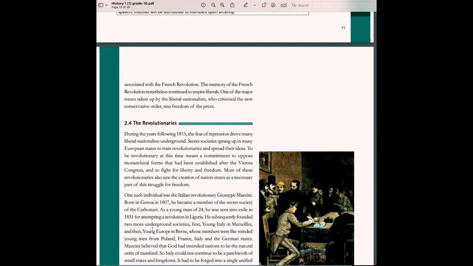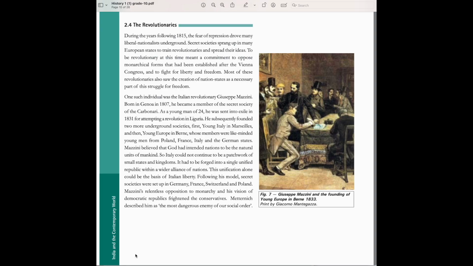The memory of the French Revolution nonetheless continued to inspire liberals. One of the major issues taken up by the liberal nationalists who criticized the new conservative order was freedom of the press.